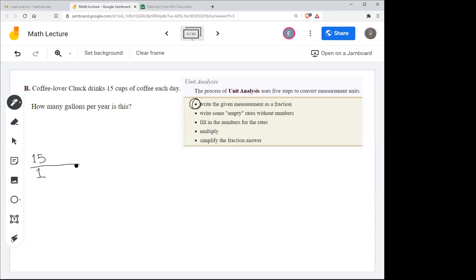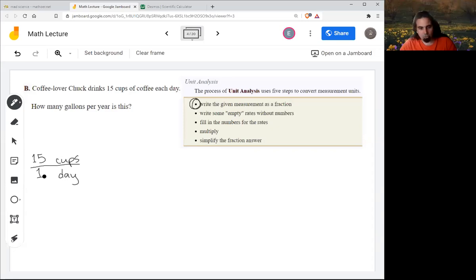15 cups over 1 day. Is it 1 day? Yep. 15 cups per 1 day, every 1 day. Right? Think of the fraction bar as one of those words. So that's how we start.